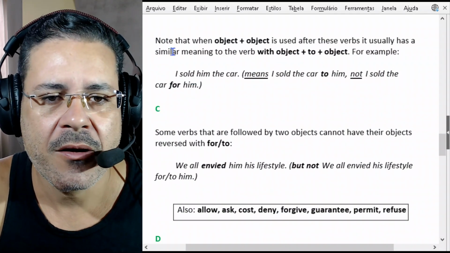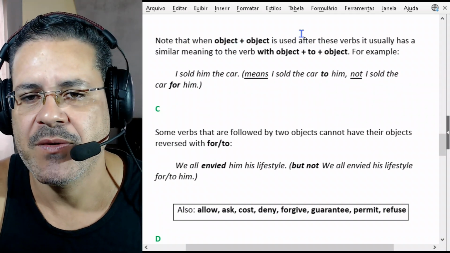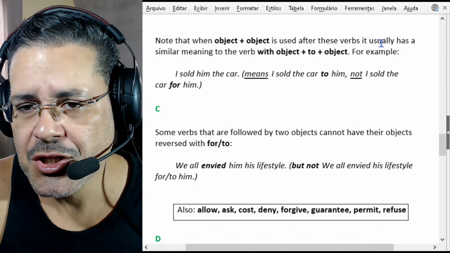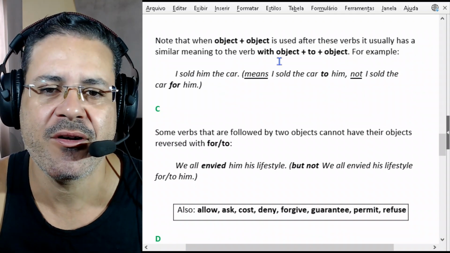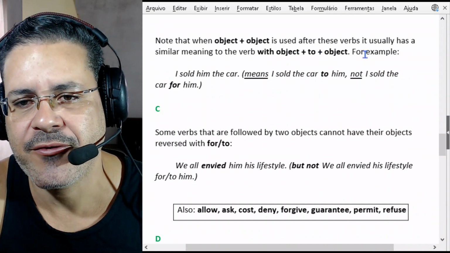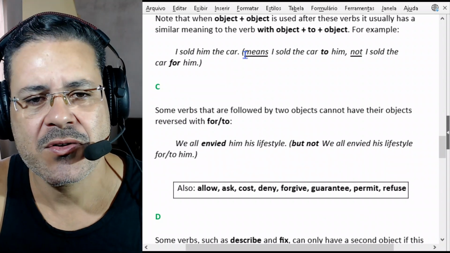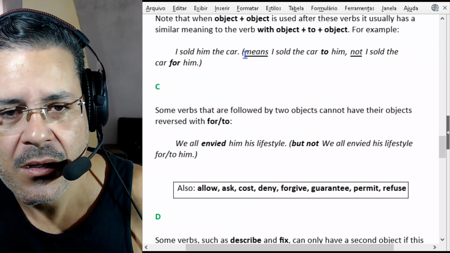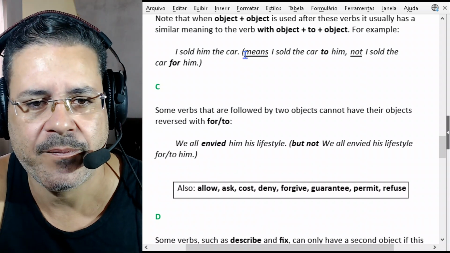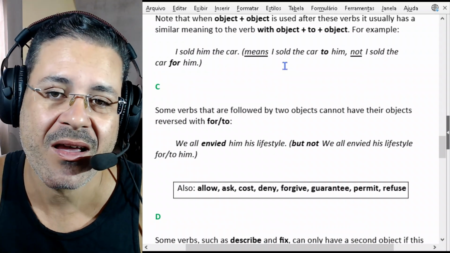Moving on. Note that when object plus object is used after these verbs, it usually has a similar meaning to the verb with object plus to plus object. For example, I sold him the car. You sold him what? The car. You sold the car to whom? To him. I sold him the car. It means I sold the car to him.